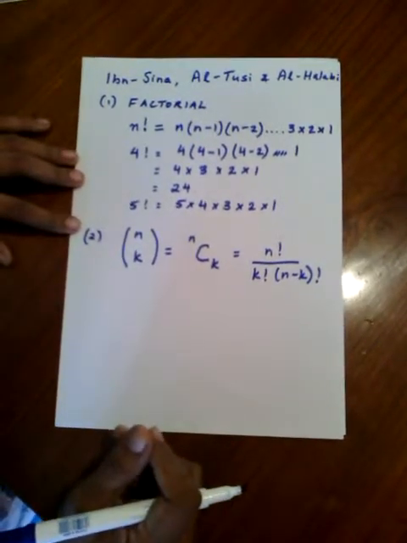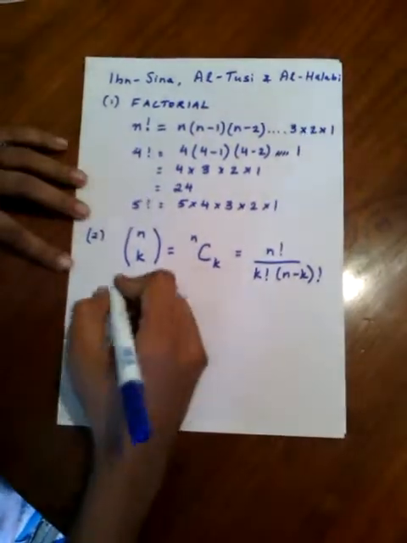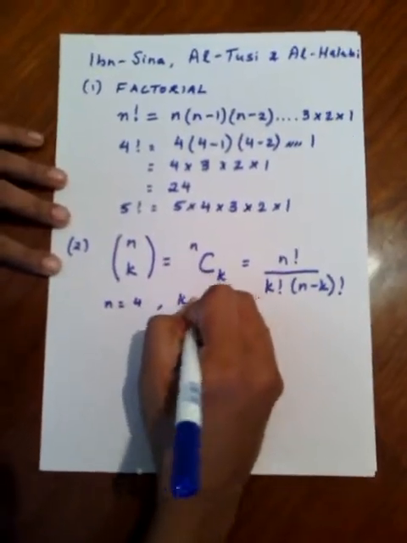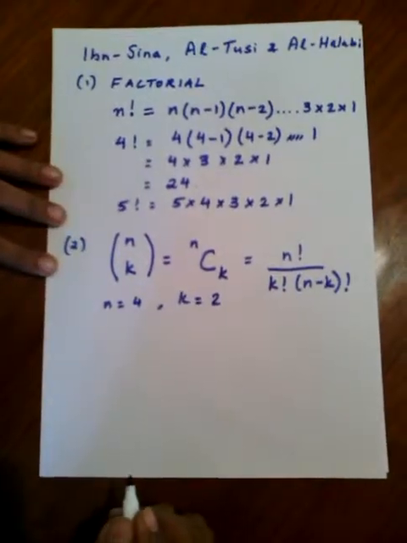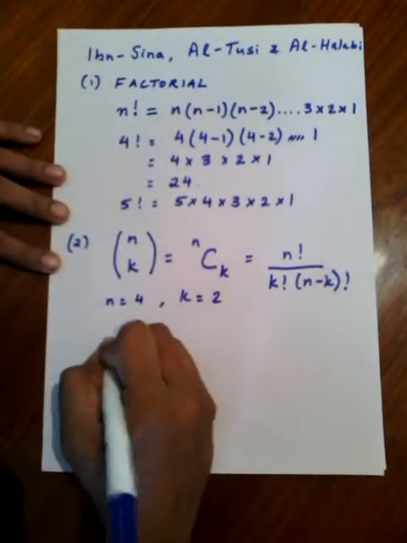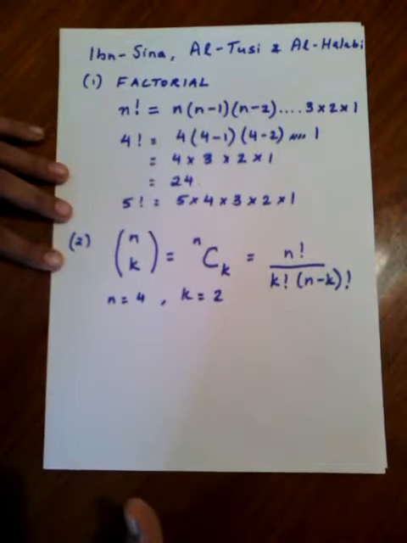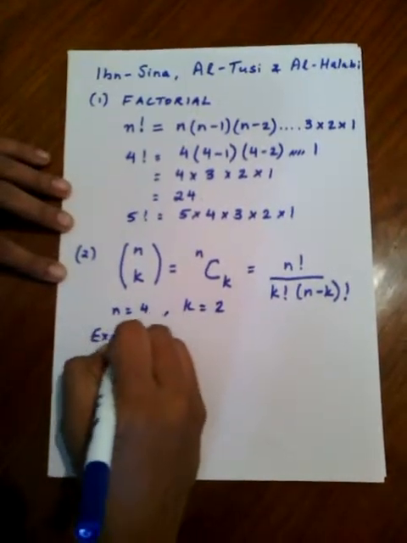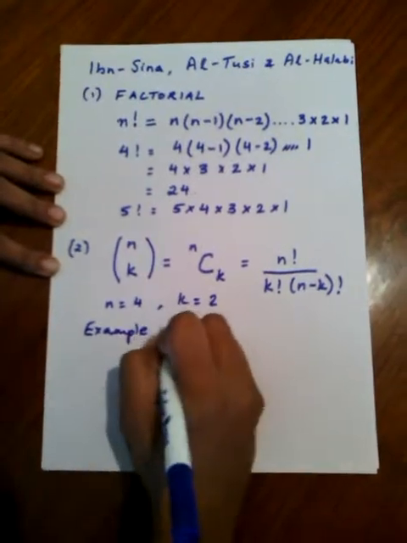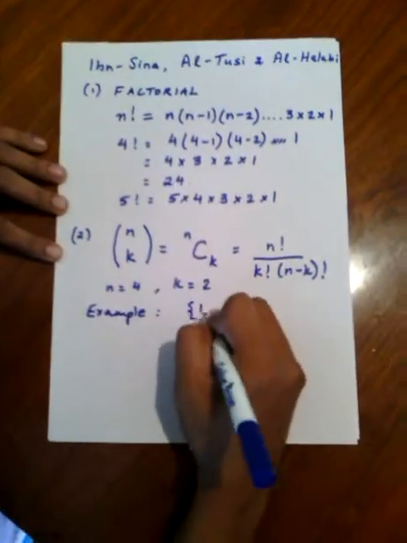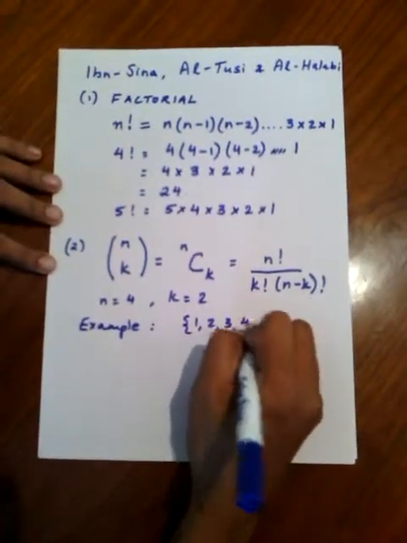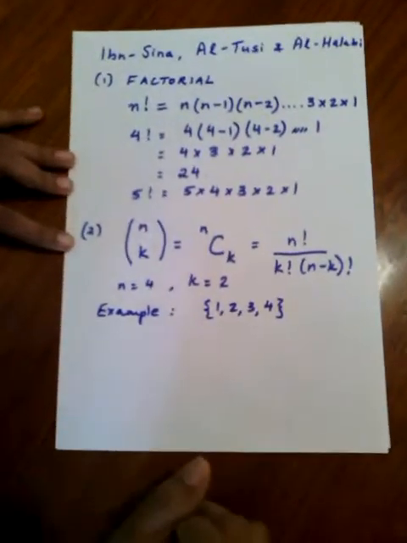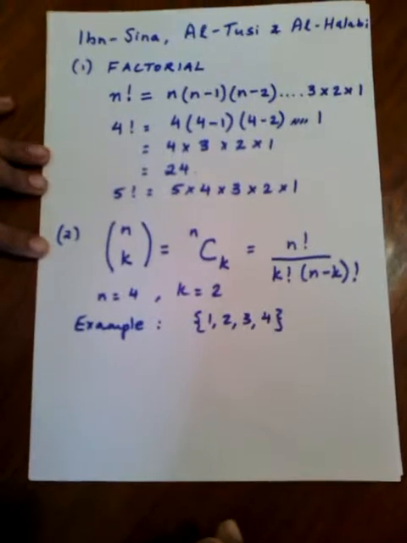But intuitively you can think, what if n is 4 and k is 2? How would you do that? How do you choose 2 objects out of 4 objects? One easy example would be to just think of the numbers in this set, 1, 2, 3, 4. How many ways can you choose 2 of these numbers from 4 numbers?